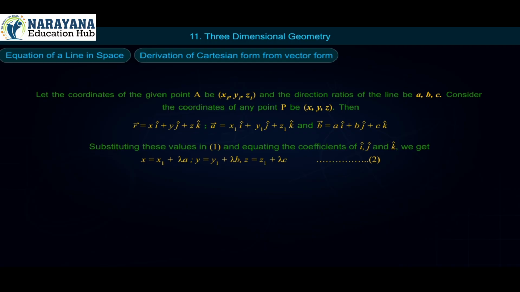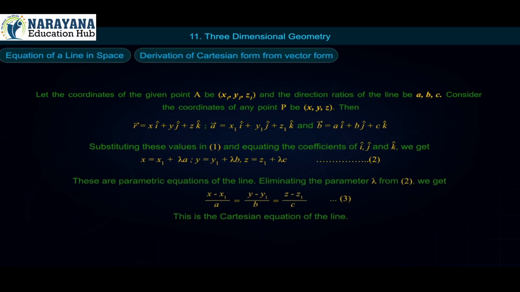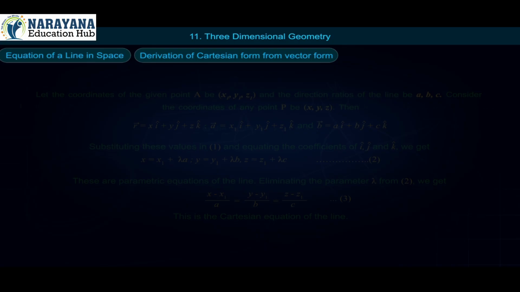Substituting these values in 1 and equating the coefficients of i cap, j cap and k cap, we get x is equal to x1 plus lambda a, y is equal to y1 plus lambda b, z is equal to z1 plus lambda c, equation 2. These are parametric equations of the line. Eliminating the parameter lambda from 2, we get (x minus x1) upon a is equal to (y minus y1) upon b is equal to (z minus z1) upon c. Equation 3. This is the Cartesian equation of the line.